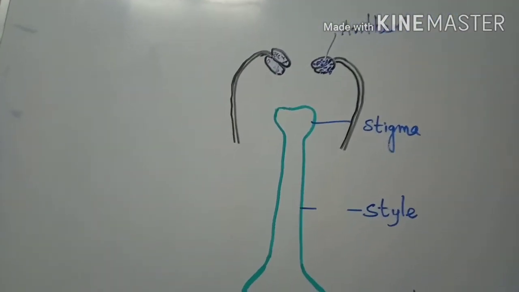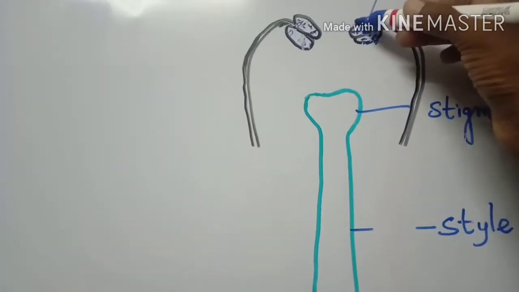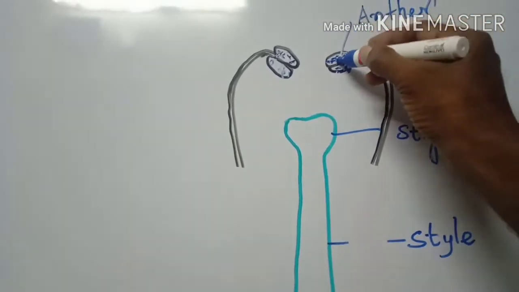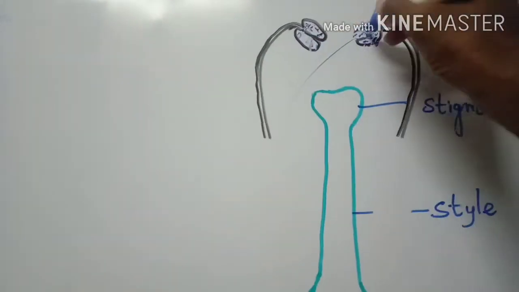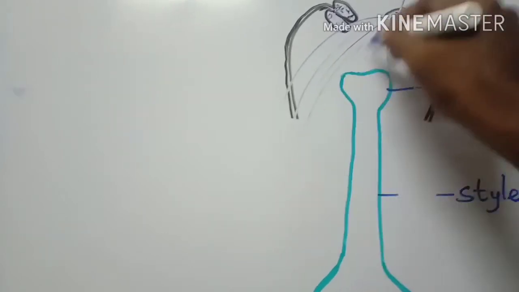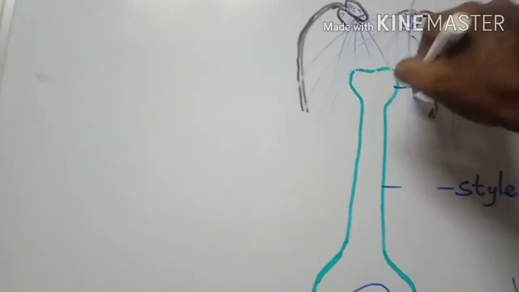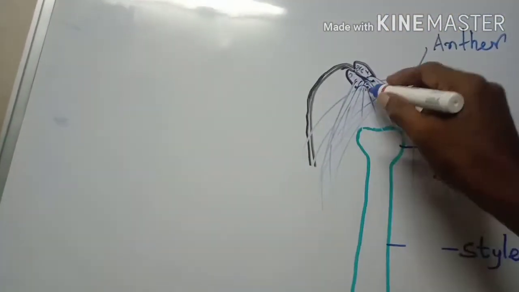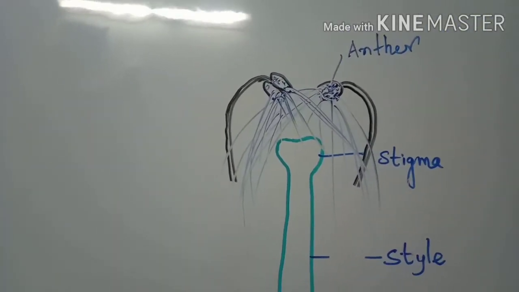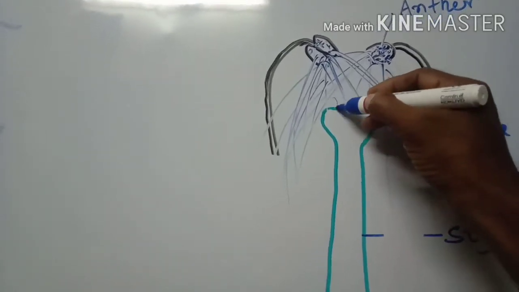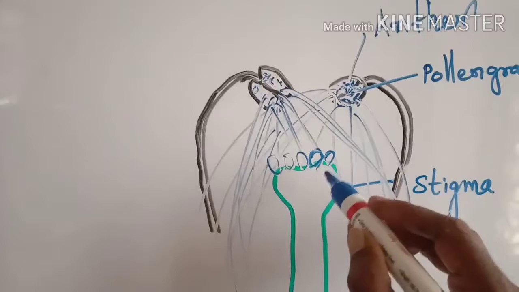Then after maturity of the anthers, the anther wall breaks down. When the anther wall breaks down, inside the anther so many pollen grains are there. All the pollen grains fall to all sides. So when this anther breaks down, from here and from this also, they fall down like this. At that moment, a few may fall on this stigma also. The pollen grains fall on the stigma.